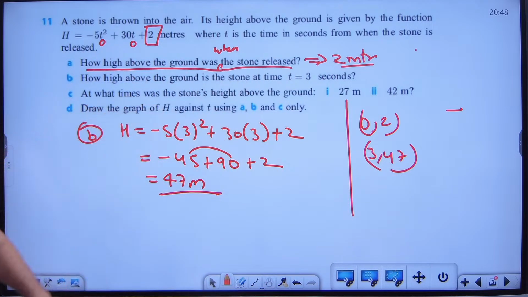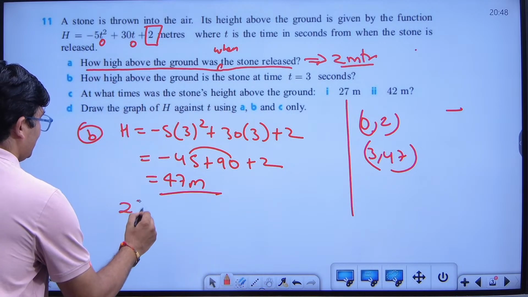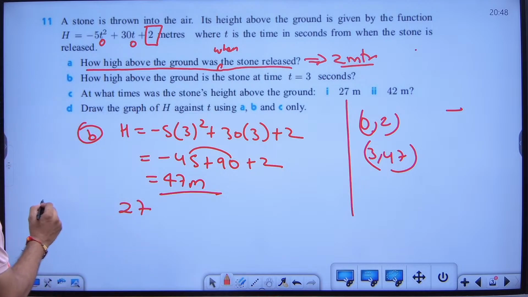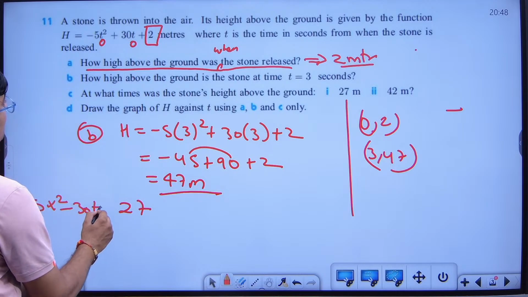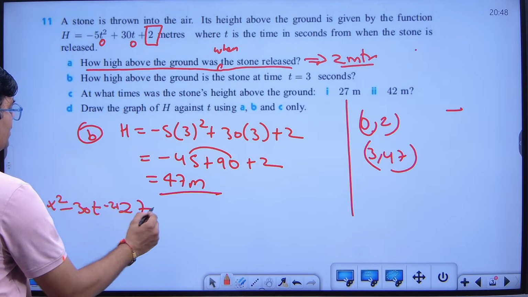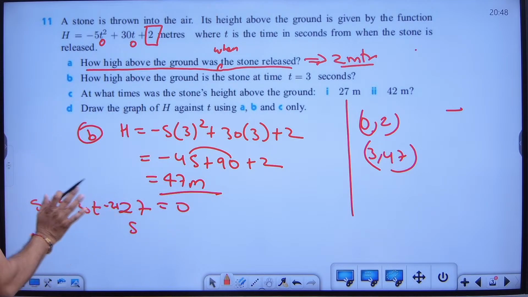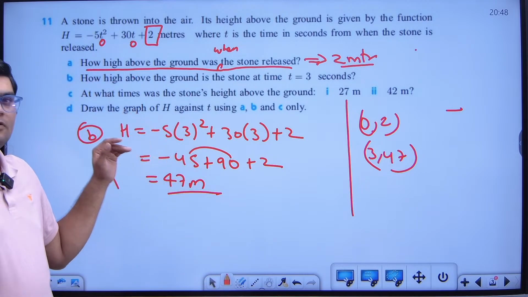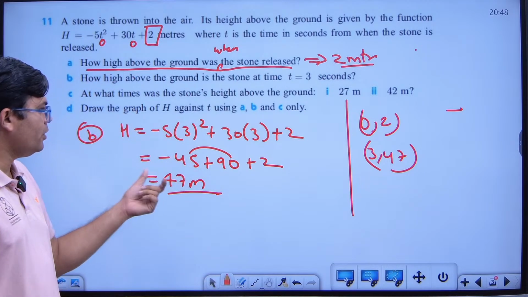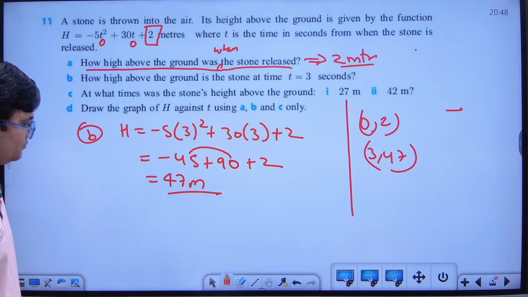At what times was the stone's height above the ground 27 meters? So when I put 27 here, the equation will become 5t square minus 30t minus 2 plus 27 is equal to 0. Are you getting this? How I got this equation? No. Okay. Shall I erase this? Did you understand how I got this 47? Yeah, first you replace t with 3 and then you just solve.